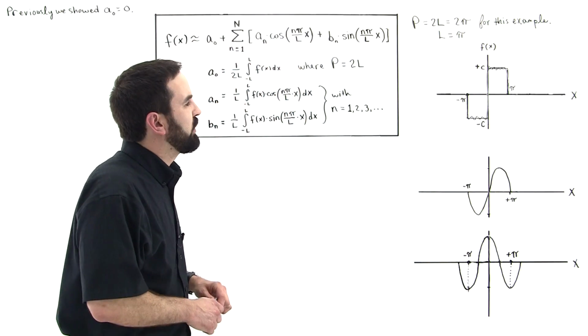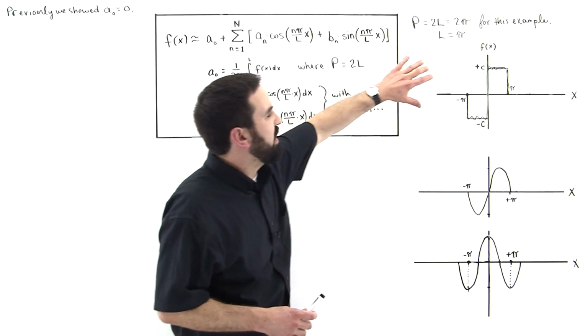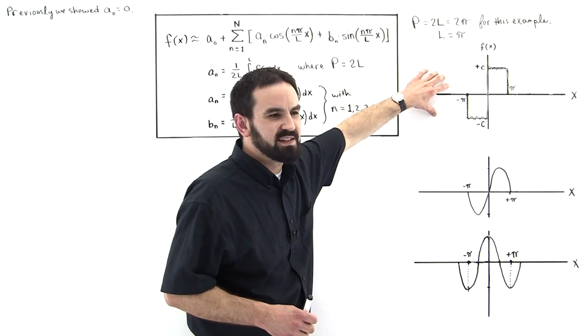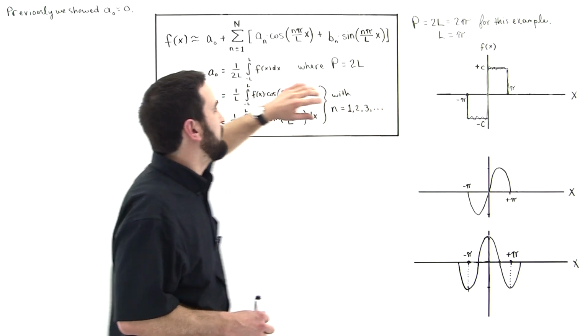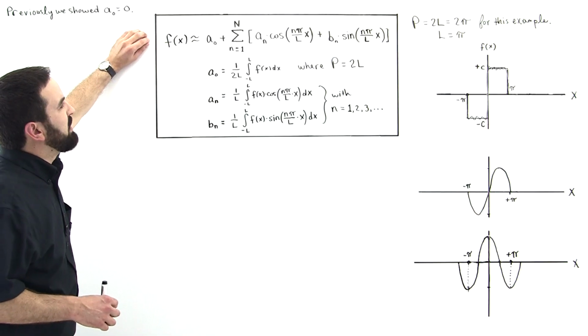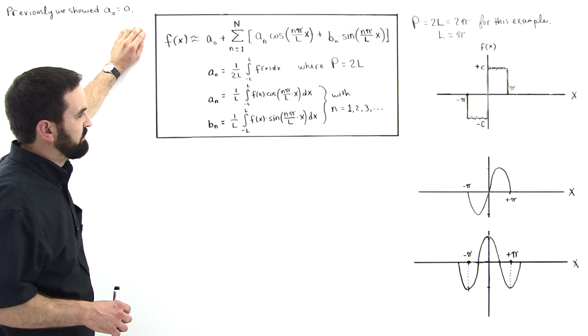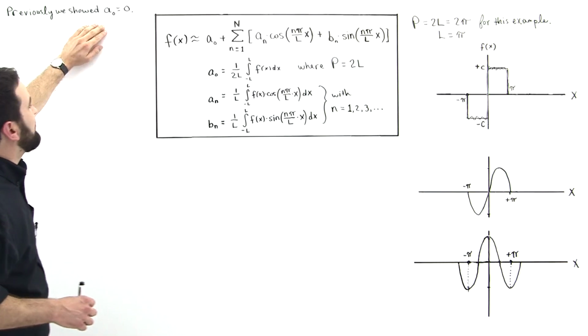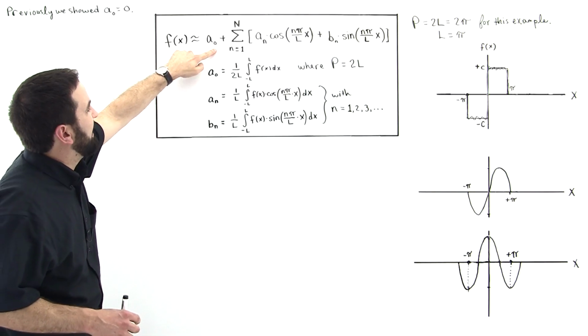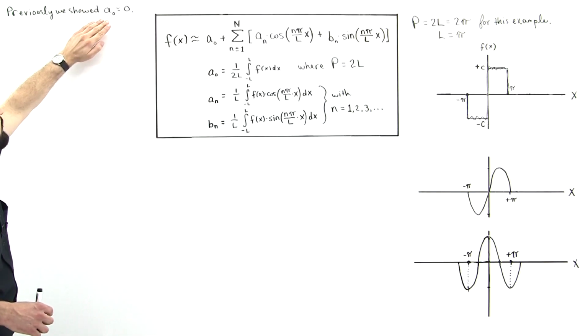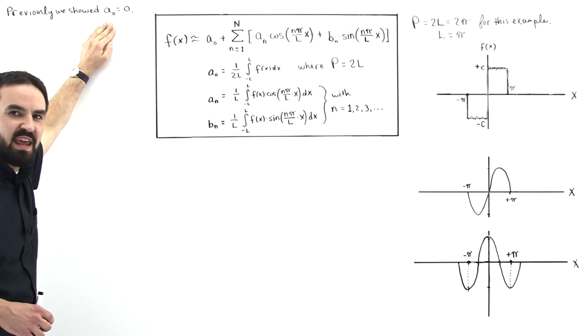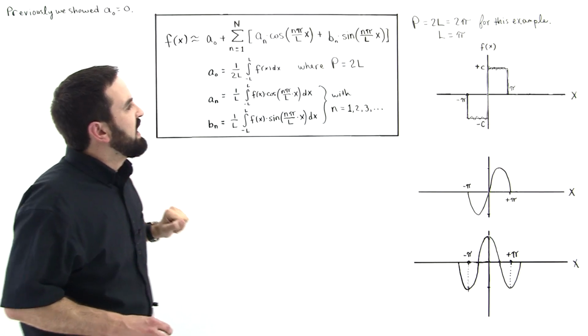Okay, in the previous tutorial, we showed that this periodic stepwise function was able to be mathematically modeled by a combination of cosine and sine functions. We showed that, and also added to it was a constant a naught. We showed that a naught was equal to 0 at the tail end of the previous tutorial.